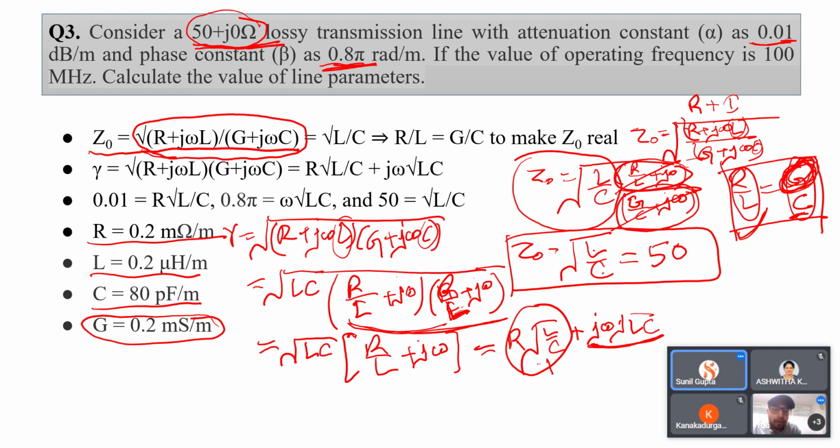Okay, any doubt in this question? Sir, here alpha is given as 0.01 dB per meter. Will we take the dB per meter part or the Neper per meter part, sir? Neper per meter. You have to take Neper per meter. Yes. The conversion has to be done. Yes, yes. Okay.